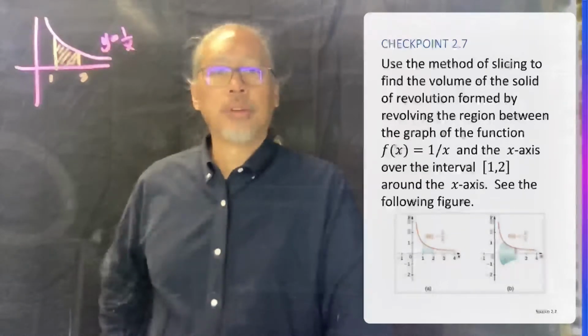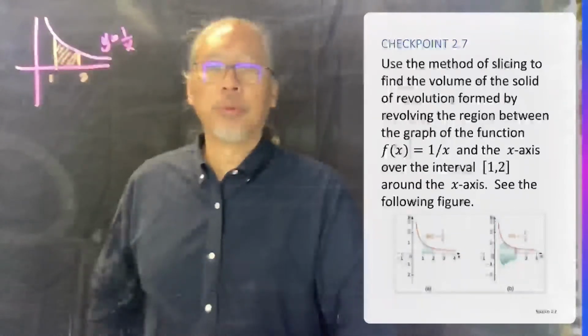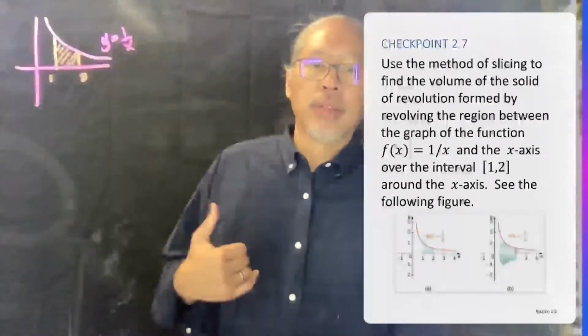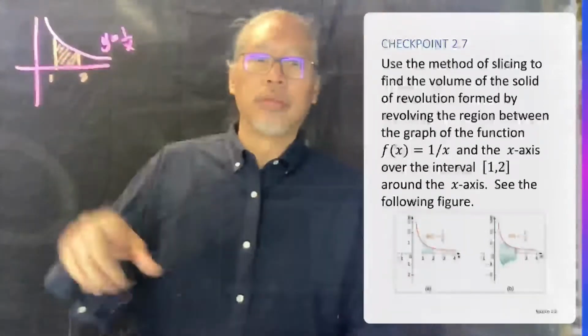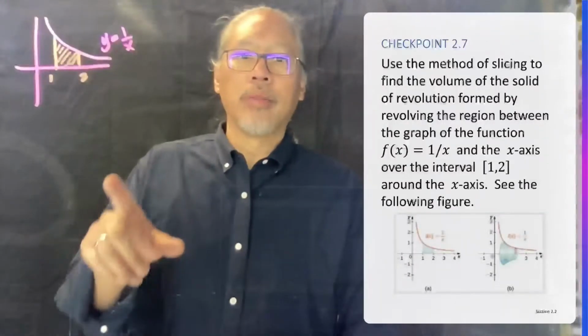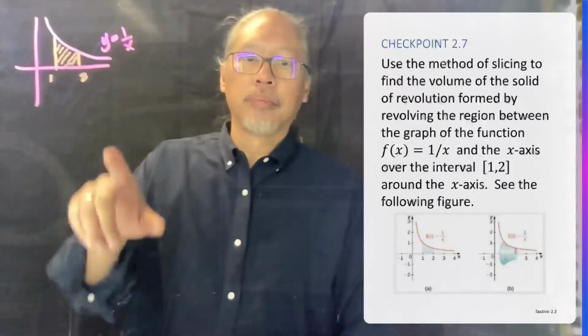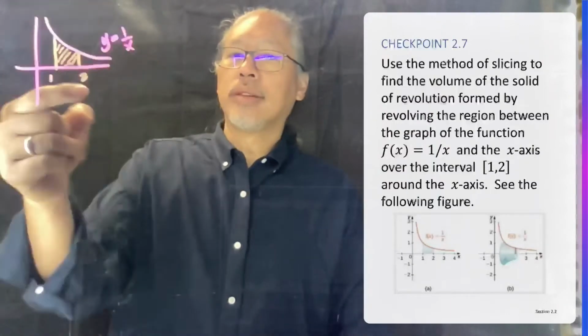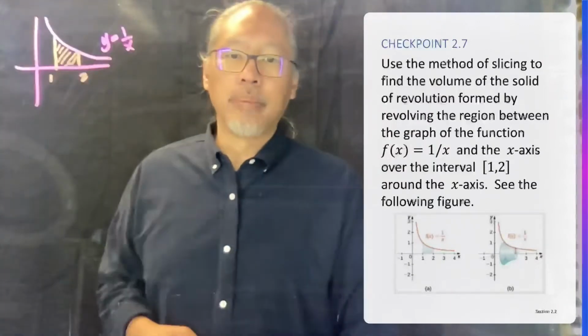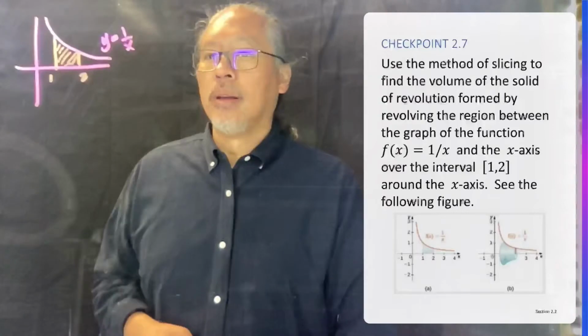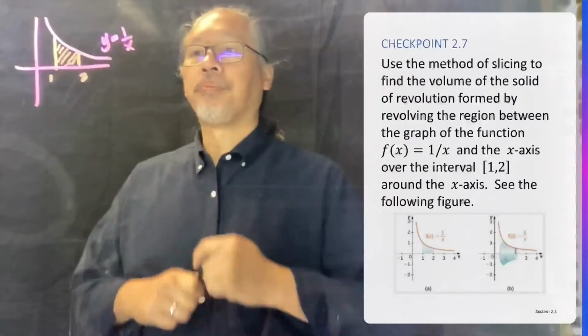Hello, we're looking at checkpoint 2.7 from section 2.2. They want us to use the method of slicing to find the volume of the solid of revolution formed by revolving the region that's given here, between 1 over x and the x-axis, rotated about the x-axis. All right, and we see the rotation.